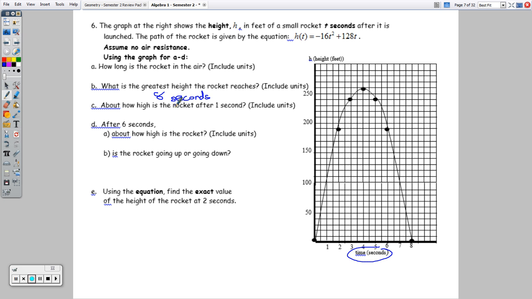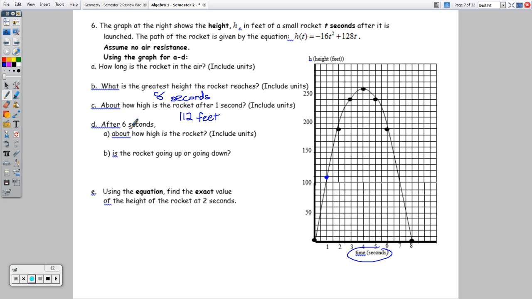And then about how high is the rocket after 1 second? If you look at 1 and go up, it looks like it crosses right about there. You might estimate that to be about 108 perhaps. Each grid line looks like it's worth 10 here. So 108, maybe 110. The actual answer from the equation ends up being 112. So if you said 112, I would take that too. That would actually be the correct answer. But if it says about, as long as you're pretty close and look at the graph, you're good.